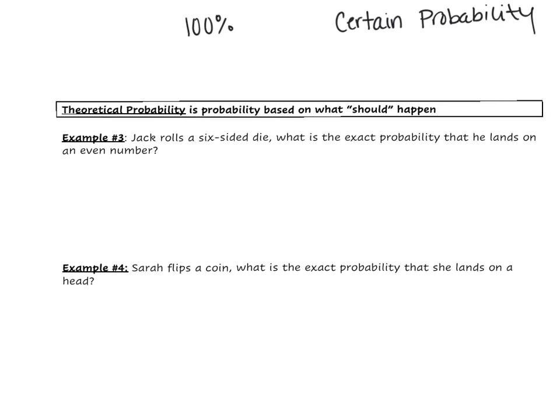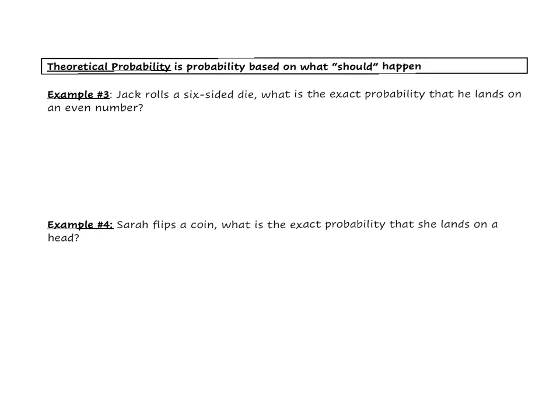So there's something called theoretical probability, and this is probably something that you're very used to. Theoretical probability is probability based on what should happen. So let's just say Jack rolls a six-sided die, and I want to know what is the exact probability that he lands on an even number. And by saying an even number, I just mean what are the numbers that are even. So on the die, we have 1, 2, 3, 4, 5, and 6. So my even numbers here are 2, 4, and 6.